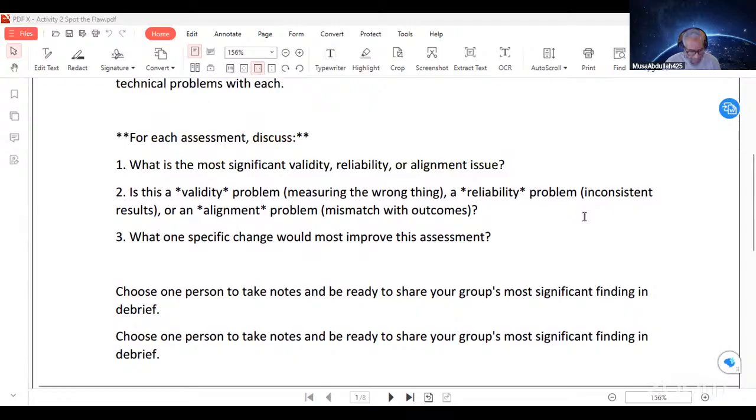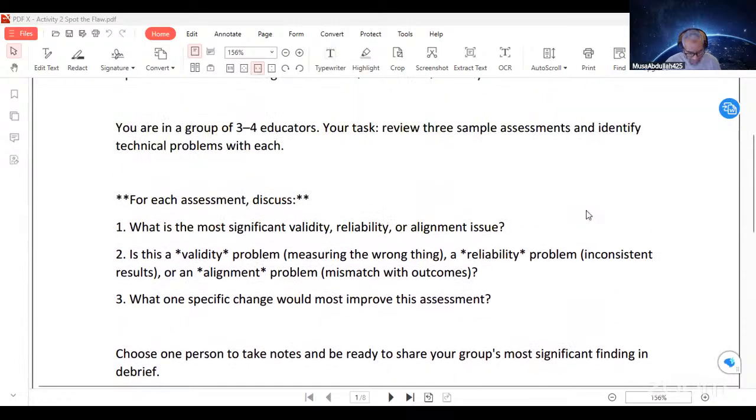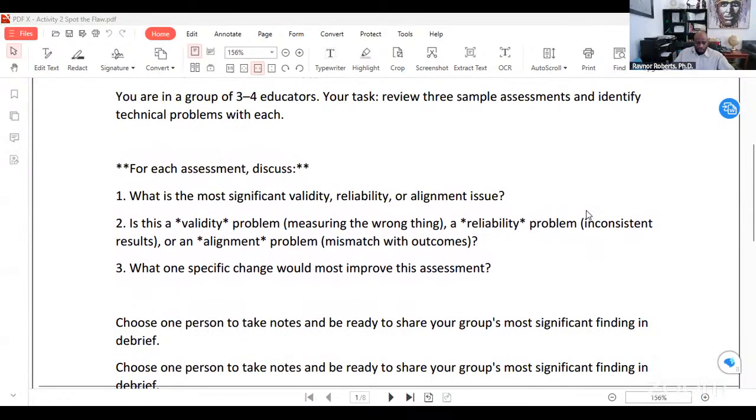Where is this assessment under? It's under module 2, day 1, module 2. Module 2, Spot the Flaw. It's listed under Spot the Flaw.